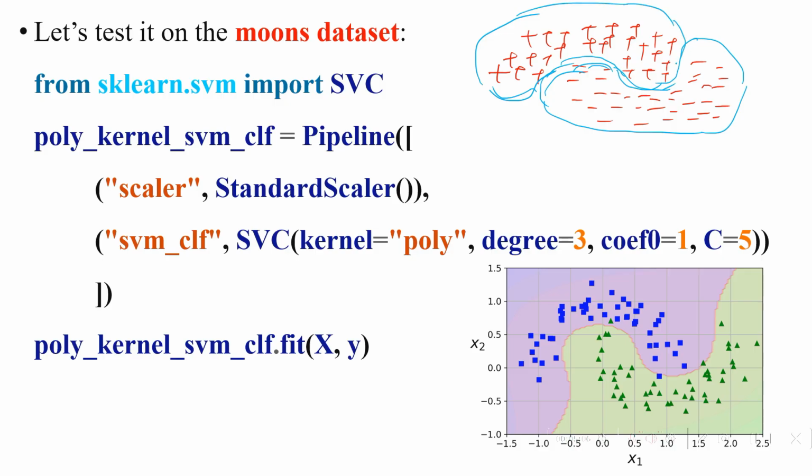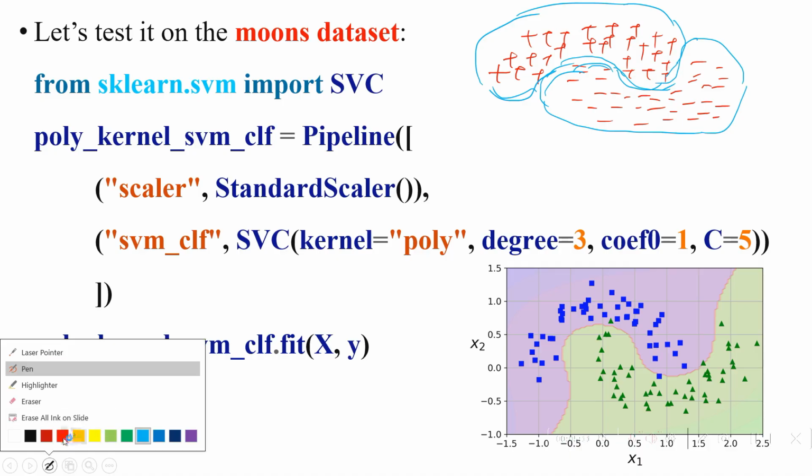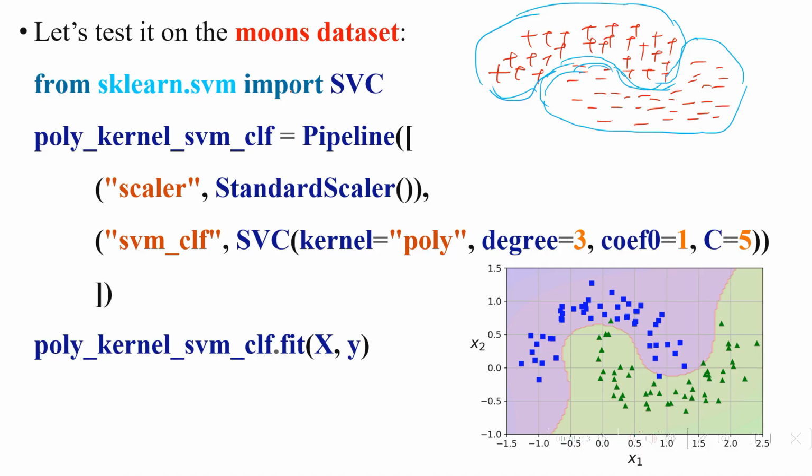This is about the kernel trick. Now, in order to execute this, we are going to use the support vector classification model, which is imported from sklearn.svm. To do this, we follow different steps sequentially. The first step is creating one object called poly_kernel_svm_clf, which is equal to a pipeline. The first step is the scaler, that is, the standard scaler: z equals x minus mu divided by sigma.